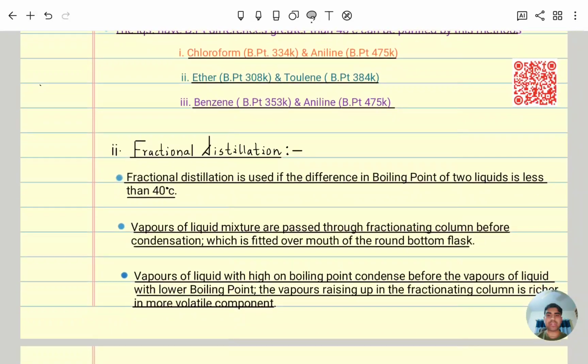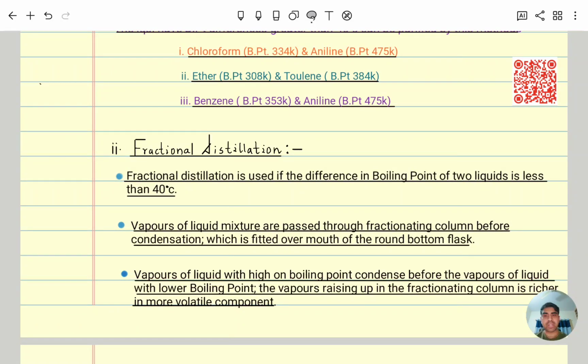Coming to fractional distillation. So in fractional distillation, what will happen? Like simple distillation, we will have one jar, or you can say beaker. In that beaker, at the upper part we will have some glass beads. Glass beads means small glass plates, and then it will be connected through an ice bath, and the vapors will pass from here and will be condensed.